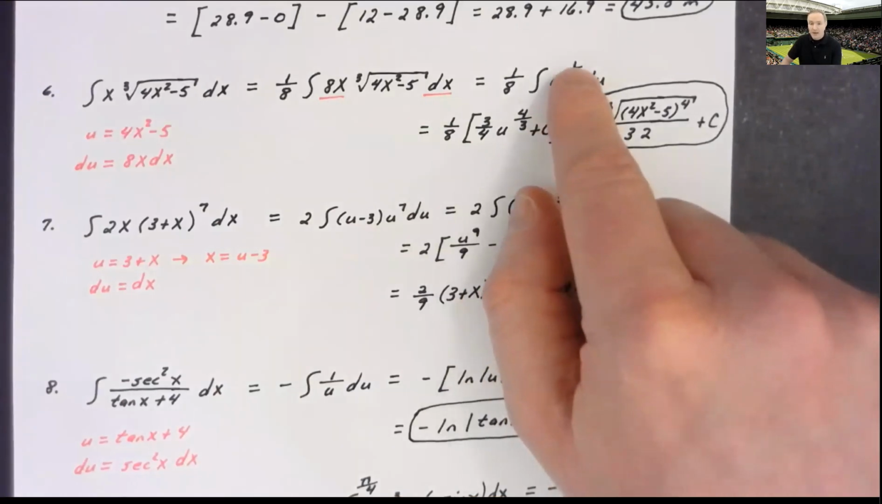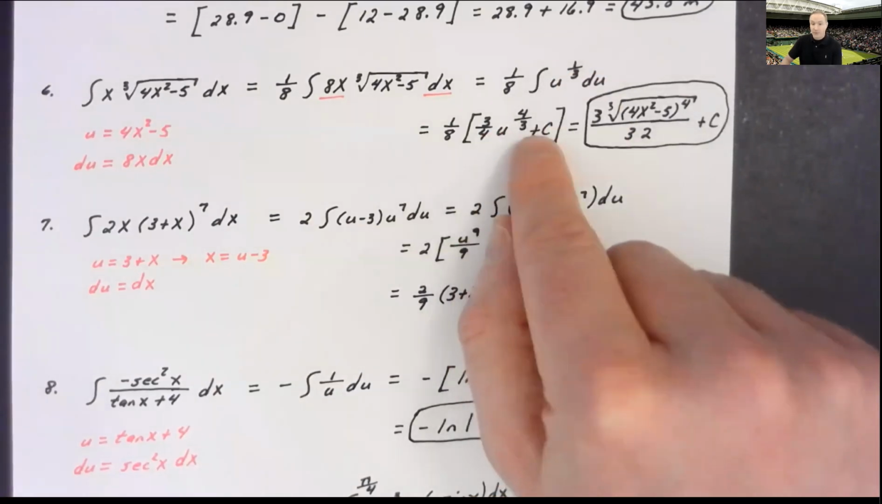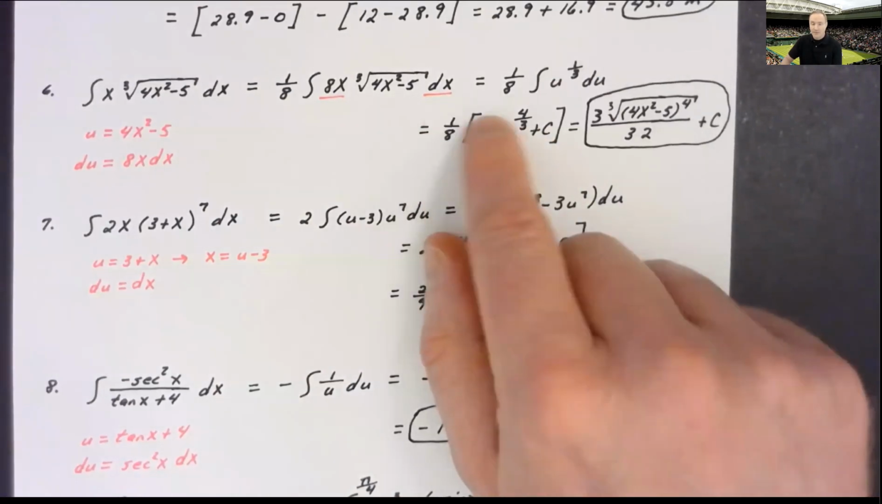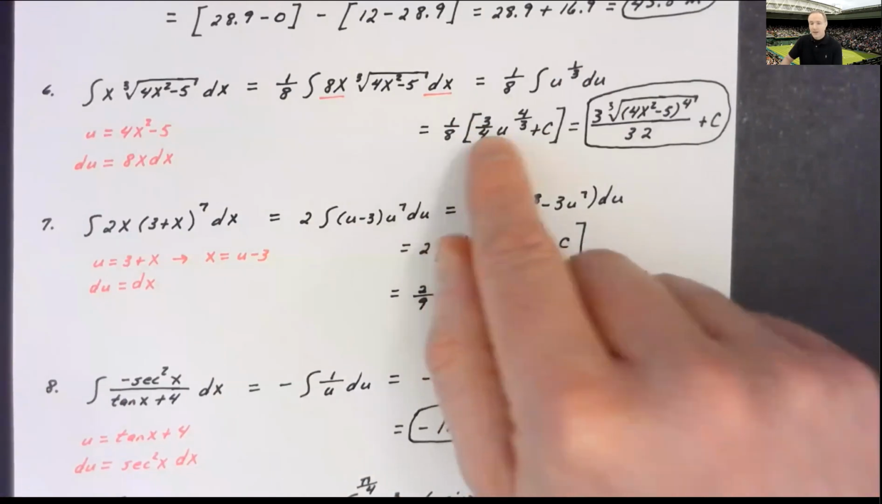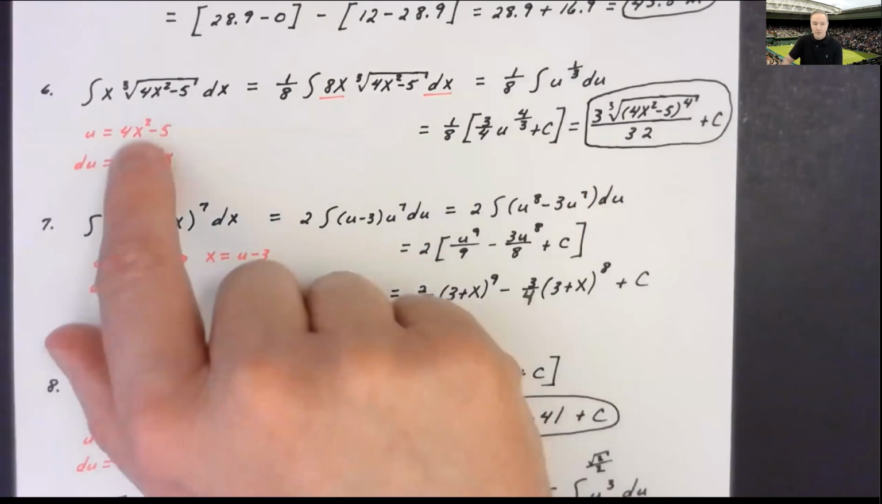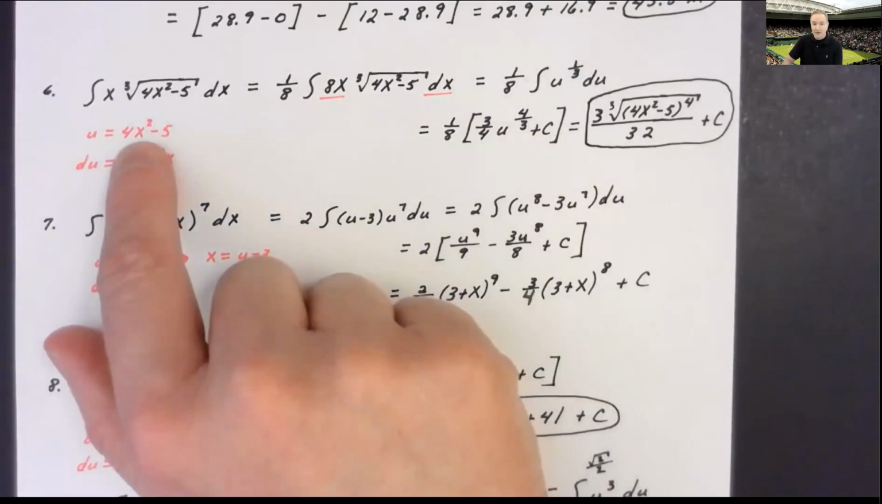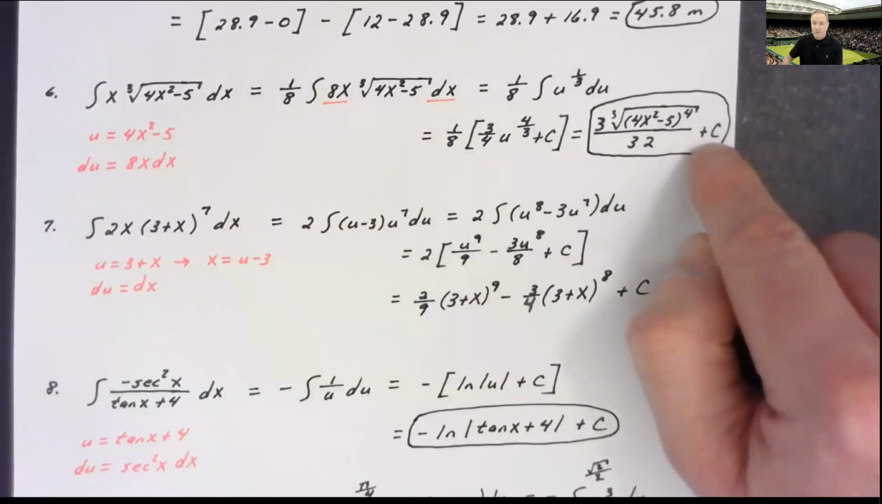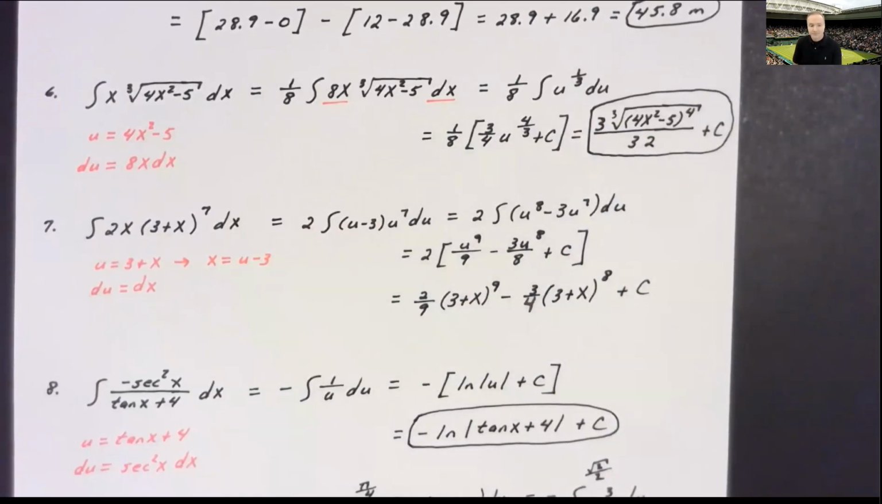I now use the power rule. That's going to become u to the 4/3 and then times 3/4, which I have right there, plus our constant of integration. When I distribute through that 1/8 that I had on the outside, that's going to give me 3/32. And then this becomes the cube root of u, which is the cube root of 4x squared minus 5 raised to the 4th power in that numerator, plus your constant of integration.